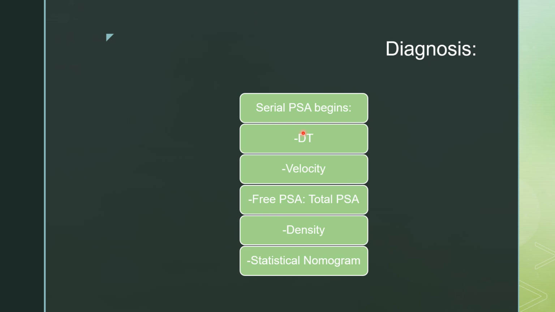Okay? Then we check for velocity. That is the change in level over the time. So is it that the PSA is 2 to 3 over 12 to 30 months? You understand what I'm saying? So not necessarily doubling, but from 1 to 2 nanogram per mil or 2 to 3 nanogram per mil.